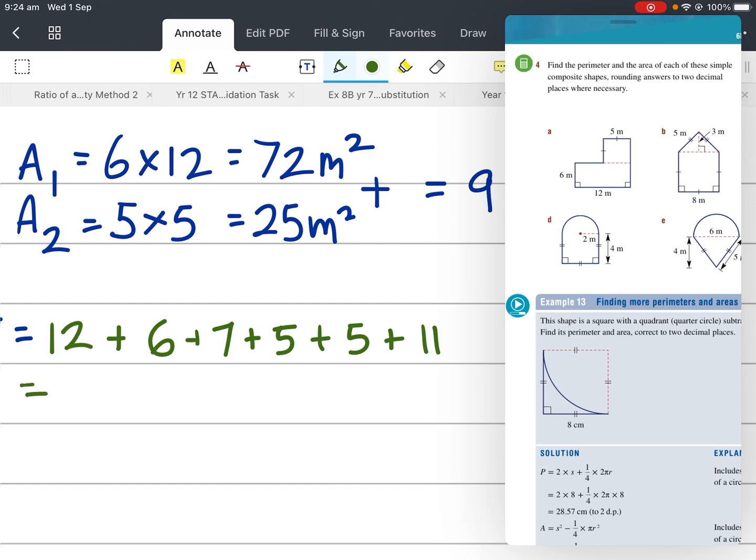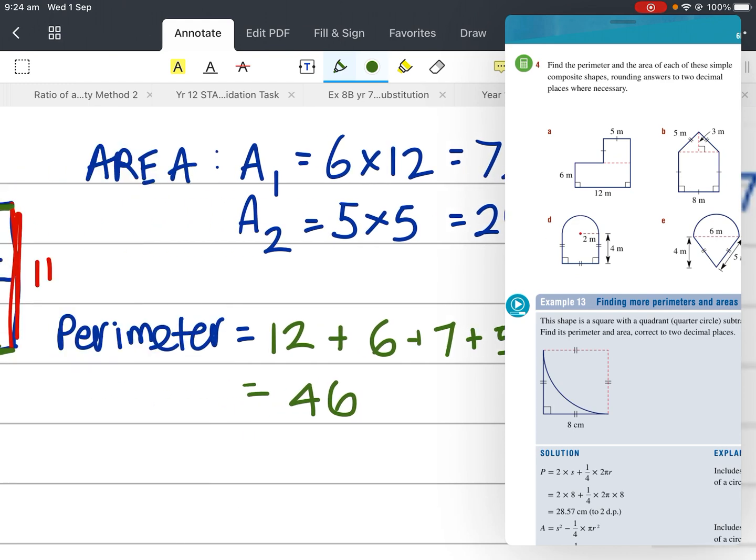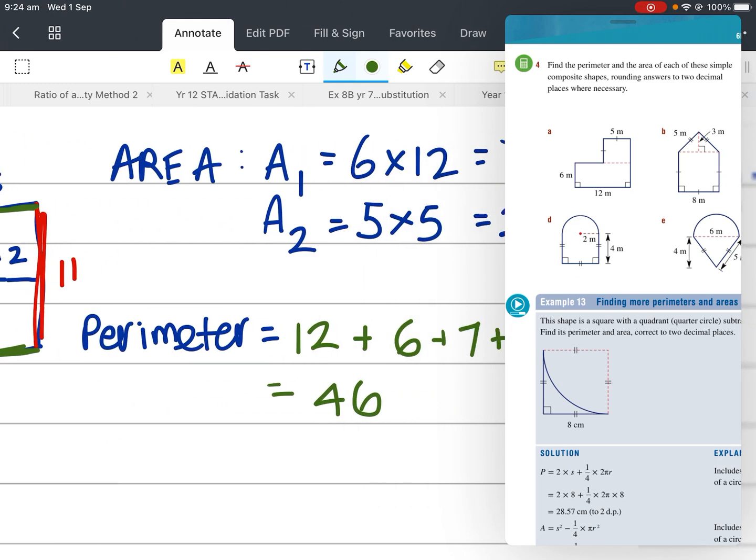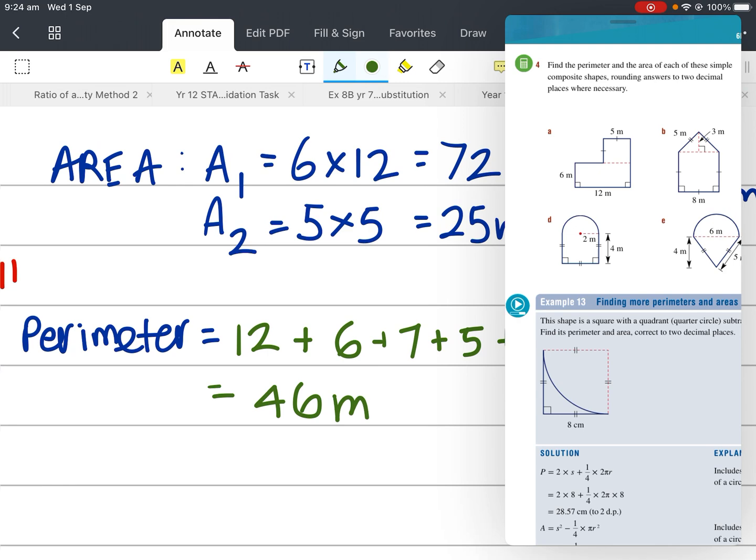So let's see. 5 and 5 make 10, plus 11 make 21, plus 12 make 33, plus 7 makes 40, plus 6 makes 46. You can use your calculator. You don't have to do it like this. Now, in the diagram, it was in metres, so my answer is in metres.